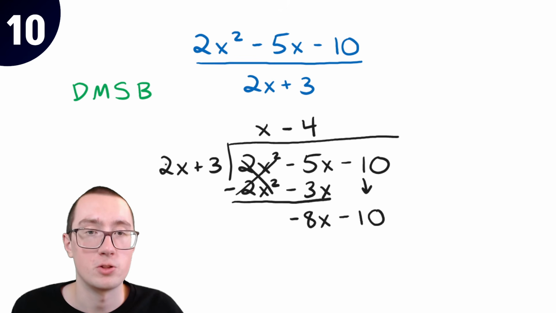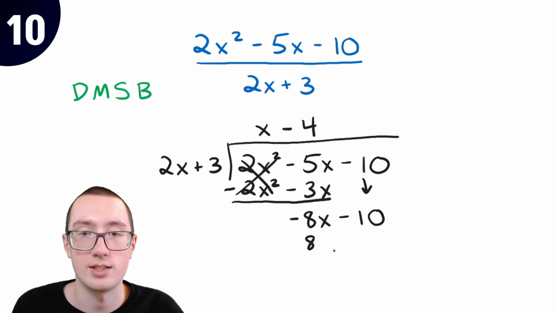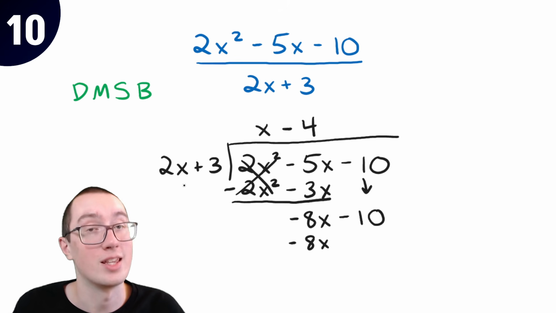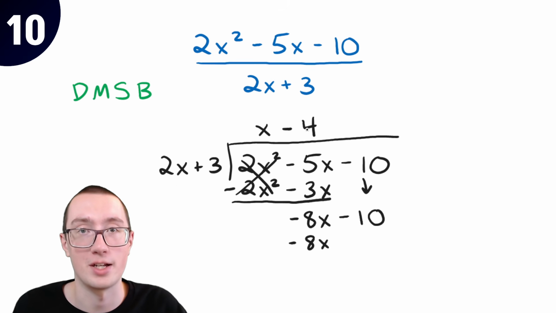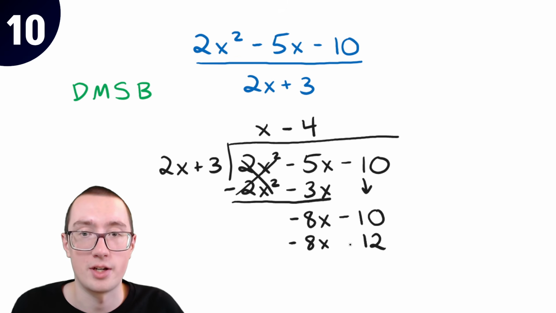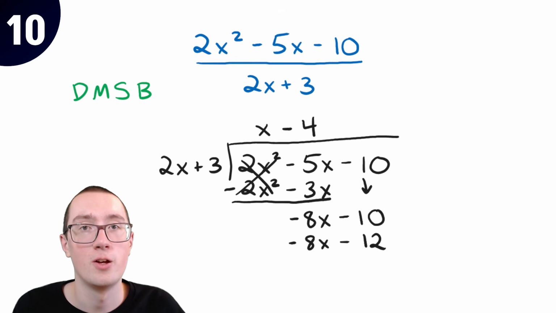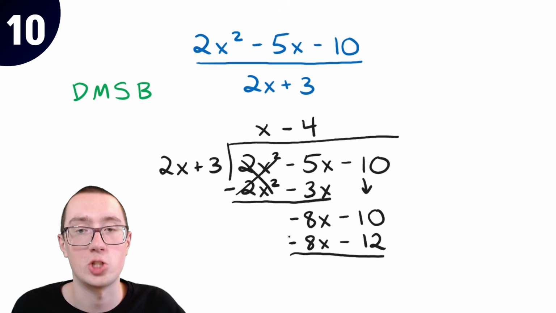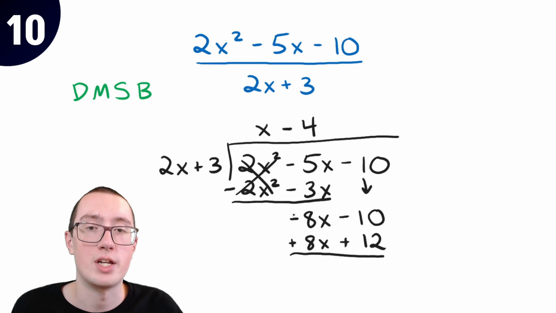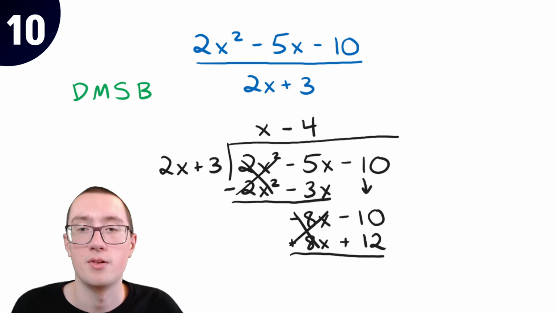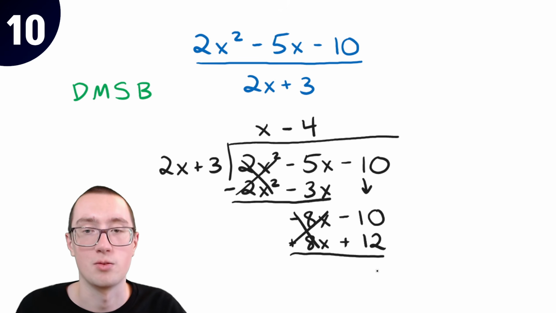Next is multiply. So 2x times negative 4. 2 times 4 is 8. The x stays. And then we have 1 minus sign, so the minus sign stays. And then also we have to multiply the 3 by the negative 4. 3 times 4 is 12. And there's 1 minus sign, so the minus sign stays. Next is to subtract. And remember that subtracting means we have to change all the signs on the bottom. So these minuses are going to become pluses. So negative 8x plus 8x, those cancel out. And here we have negative 10 plus 12. That's the same as 12 minus 10, which is 2.